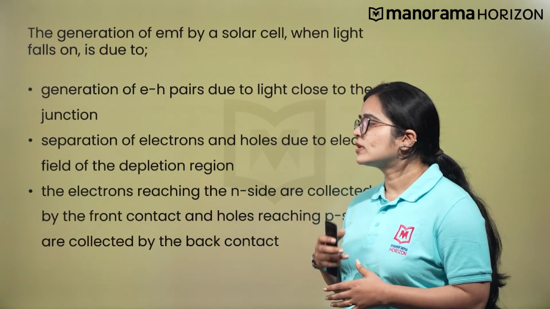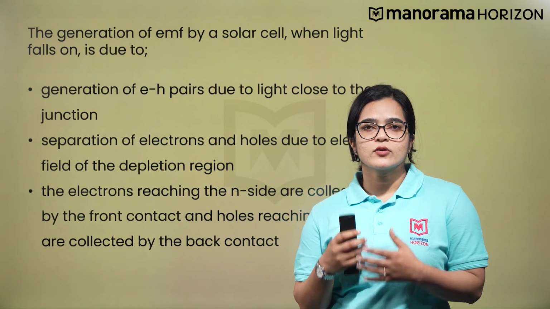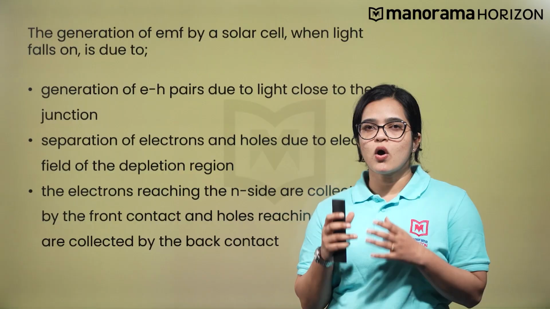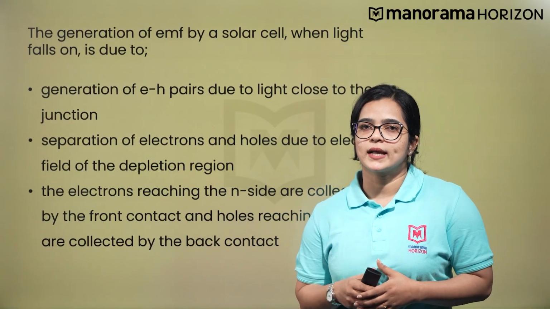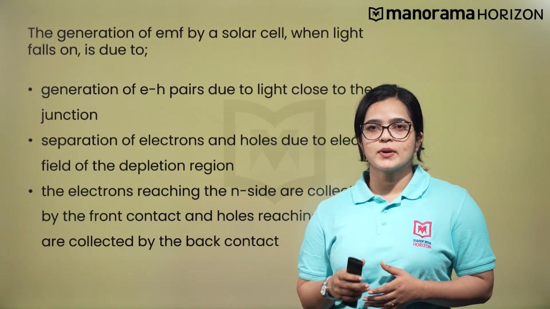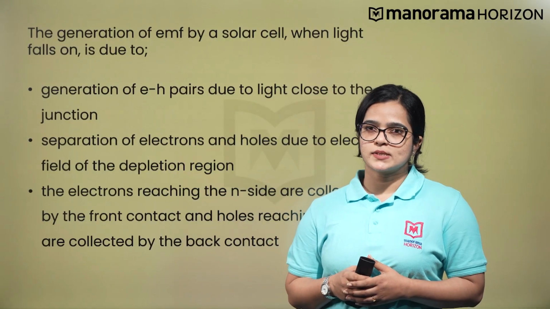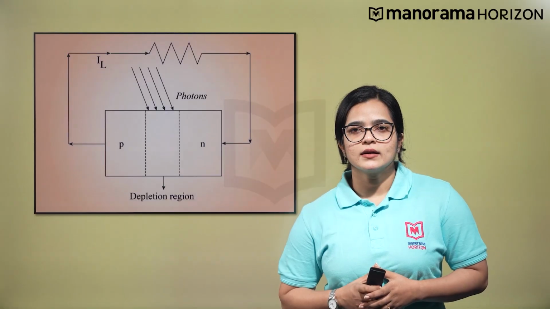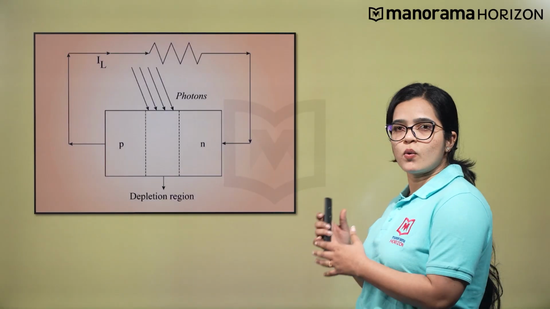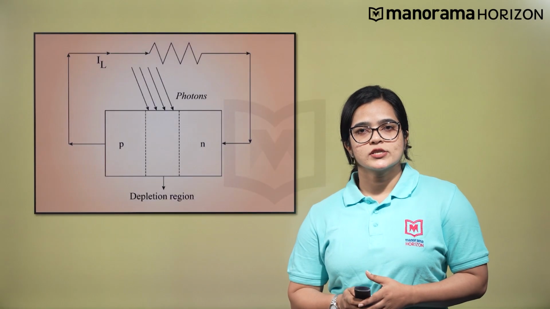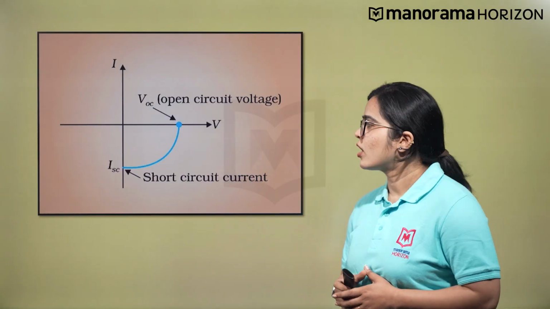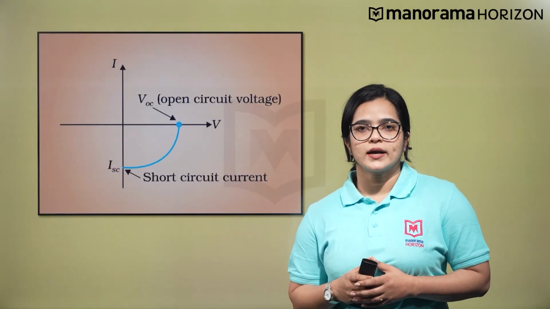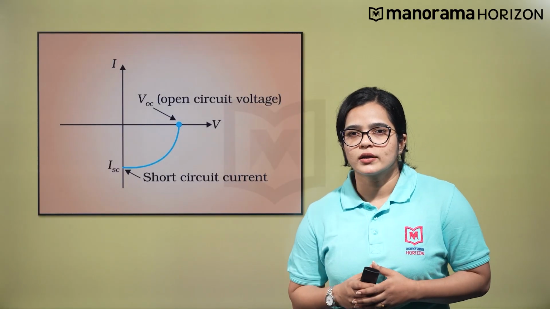Following this, the third step is the electrons reaching the N side being collected by the front contact and the holes reaching the P side being collected by the back contact. The P side becomes positive and the N side becomes negative, giving rise to photovoltage. When an external load is connected, the photocurrent will flow as shown in the figure. Also, a typical IV characteristic of a solar cell is shown here. A solar cell does not draw current but supplies the same to the load.